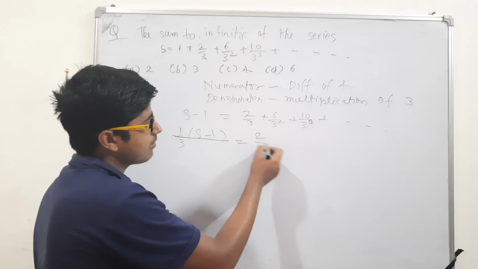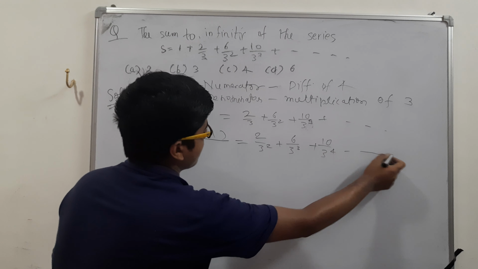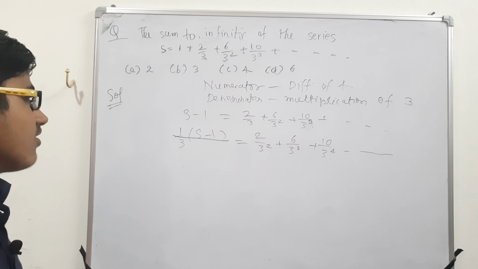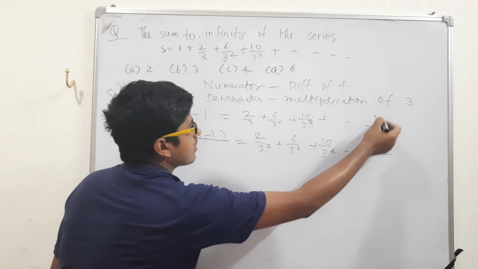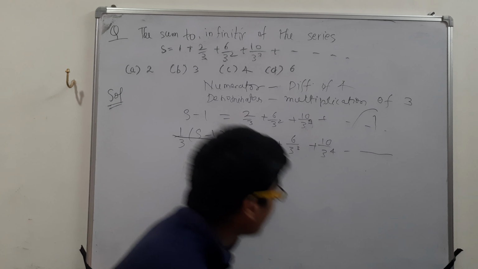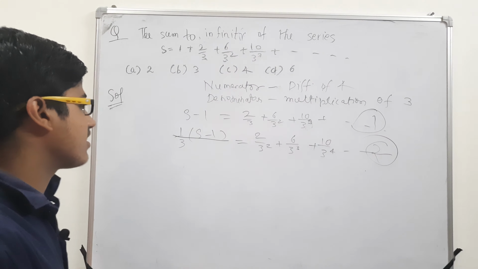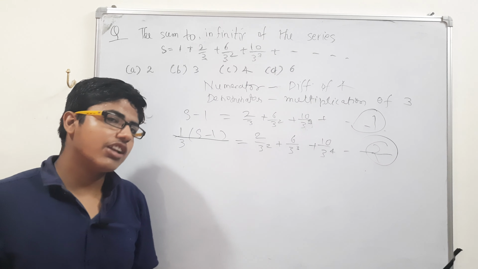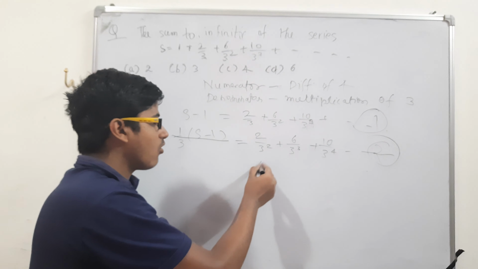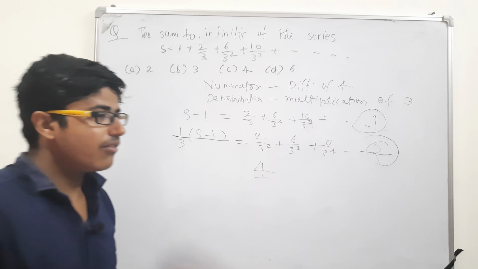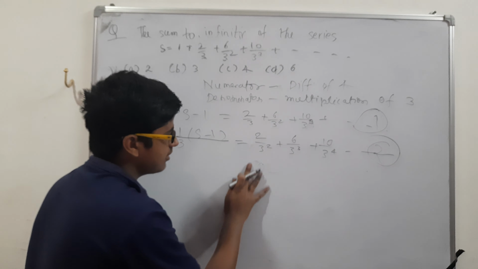Just be with me. So it will be 2 upon 3 square, it will be 6 upon 3 cube, it will be 10 upon 3 to the power 4 and so on. What is the benefit of this? The benefit is when we will subtract the second series from the first, we can get same terms in the numerator. We are getting always increment of 4, so we will get 4 always in the numerator, and in denominator we will see a GP. That will be quite simple to solve because you know the formula of infinite GP.